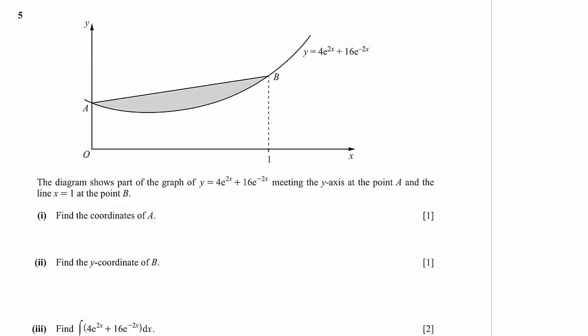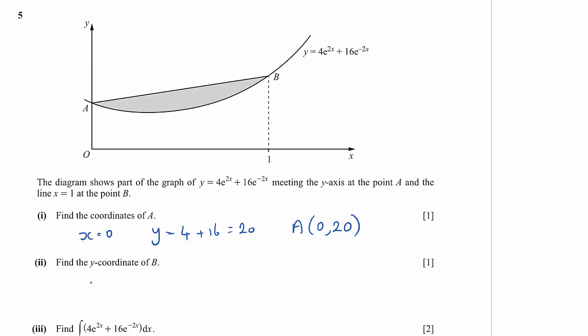The diagram shows part of the graph y equals 4e to the 2x plus 16e to the negative 2x, meeting the y-axis at the point A and the line x equals 1 at the point B. Find the coordinates of A. Well, clearly it's a y-intercept, so x is equal to 0, and that means y would be 4e to the 0, which is just 4, plus 16e to the 0, which is 16, which is 20. So A is the point (0, 20).